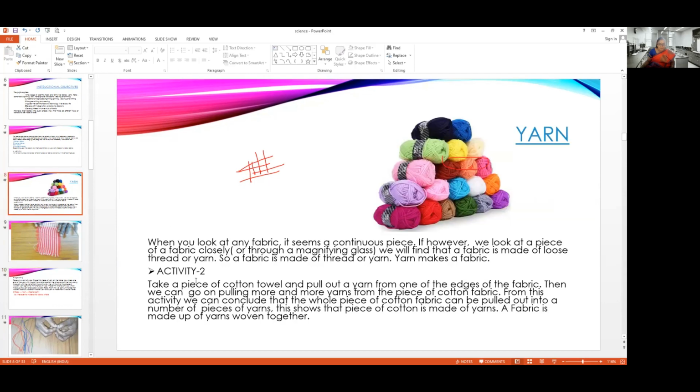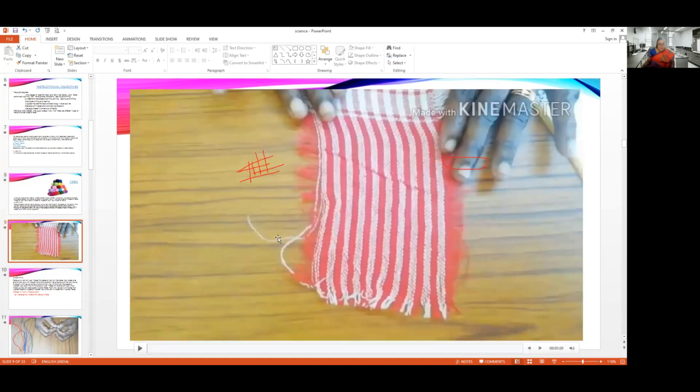Now take a piece of cotton towel and pull out the yarn from one of the edges of the fabric. Then we can go on pulling more and more yarns from the piece of cotton fabric. From this activity, you can conclude that the whole piece of cotton fabric can be pulled out into a number of pieces of yarn. It shows that the piece of cotton is made of yarns, woven together. See this picture. From this you can understand.